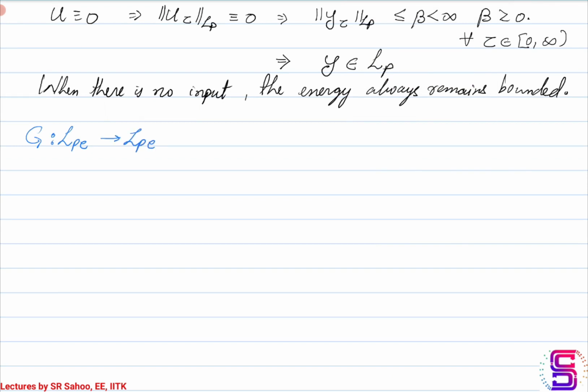G to be causal. What does causal mean? Causal essentially means that the output is because of an input. So if you are seeing a response, it is because something has happened. Okay, so it's a cause and effect relationship that you would have. Without a cause, you will not see an effect.